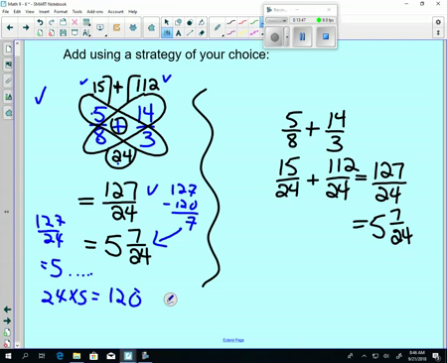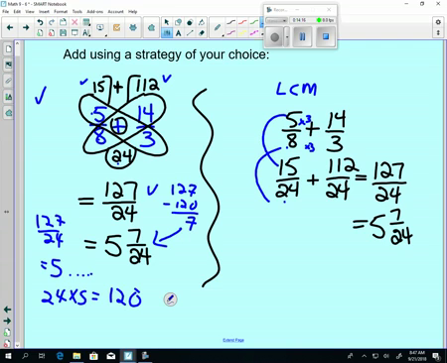Using the LCM method, we need to find a common denominator for 8 and 3. So we multiply 8 times 3, and we get 24. So in order to get to 24, I had to multiply this by 3. Got to multiply this by 3. So 8 times 3 is 24. 5 times 3 is 15.